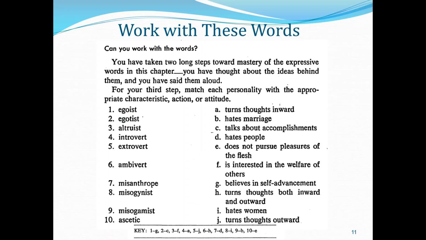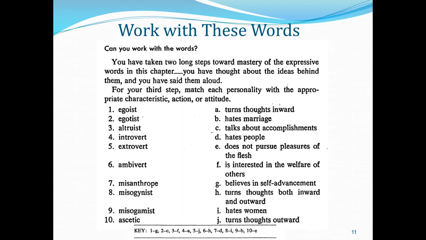And let's check the answer, right? So number one, egoist is G, that is believes in self-advancement. Two, egotist. Is it C? Talks about accomplishments? Yes, talks about accomplishments. If you remember, the one phrase descriptor of that word would be on the height of conceit, right? So here I would say for C probably should have added, let's say, talks about one's own accomplishments. That would be most precise.